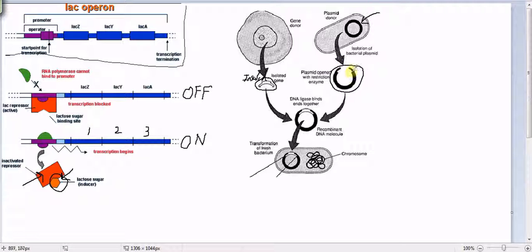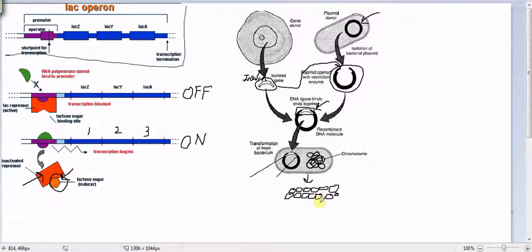We cut it open because we have to put this gene in this plasmid. And you can see we do it right here, right? Now that gene, the insulin gene, has been inserted into the plasmid. And then we just stick that back into a bacterial cell, and then we let it reproduce. And then we get a whole bunch of bacteria cells.